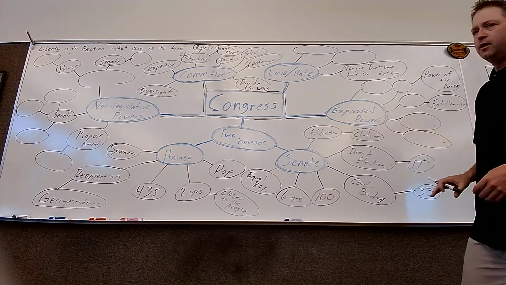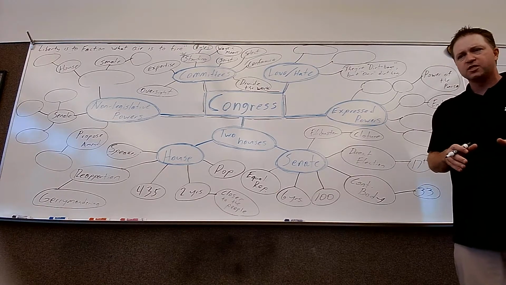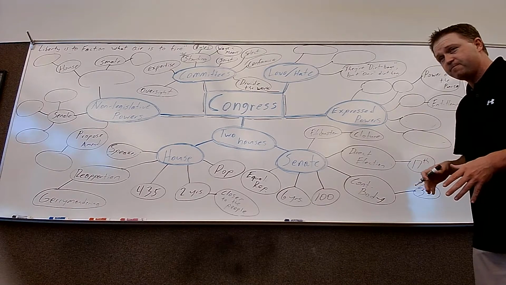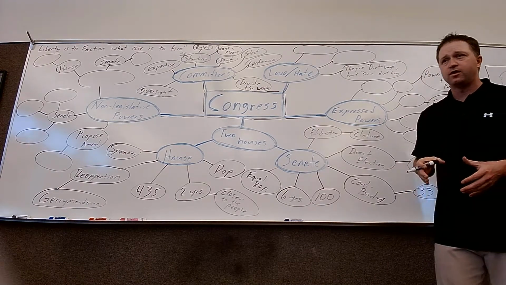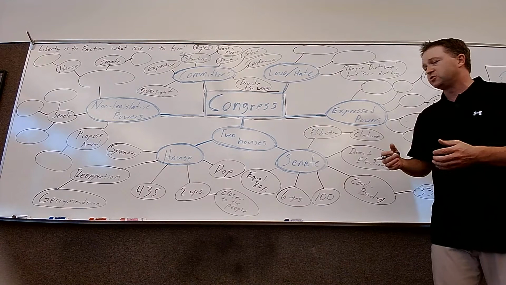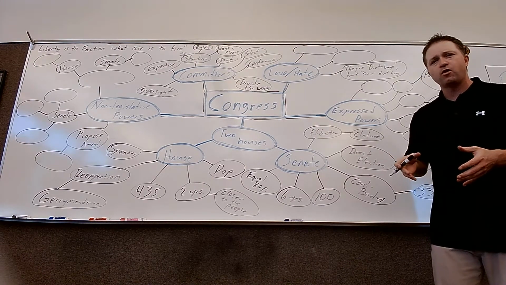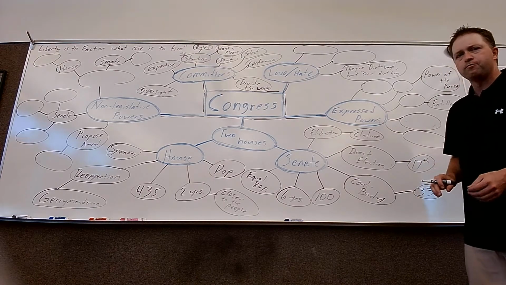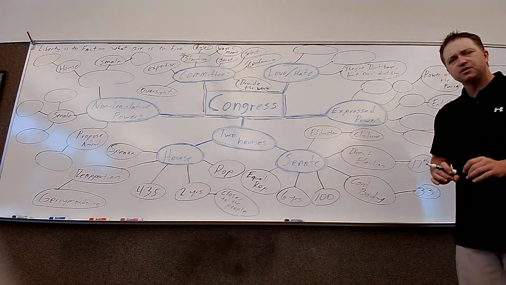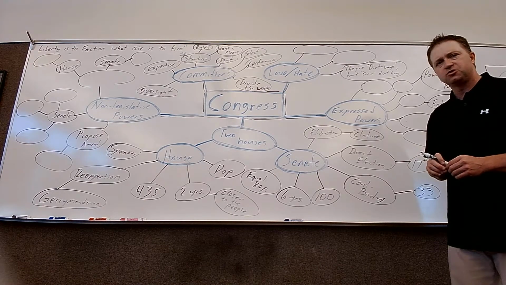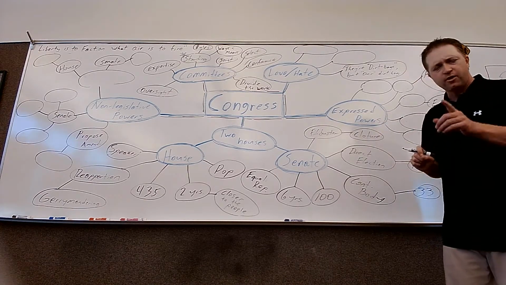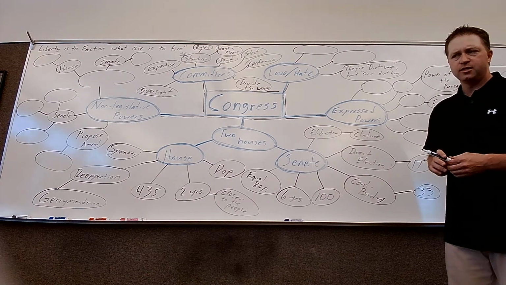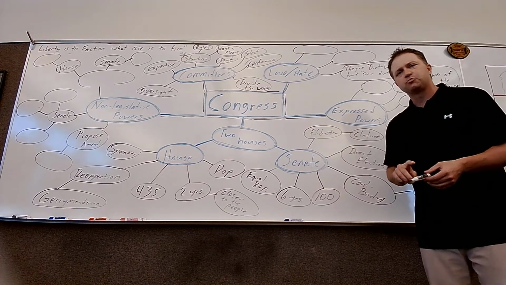Expressed powers. Now, we know the difference between expressed powers and implied powers, right? So we talked about the necessary and proper clause that gives Congress the authority to implement laws that are necessary and proper, or it gives the implied powers. What does expressed powers mean, though? When I say expressed, I mean it's specifically mentioned in the Constitution. It's actually written out. Now, can I get more specific? You bet I can. Article 1, Section 8 contains the majority of the expressed powers.